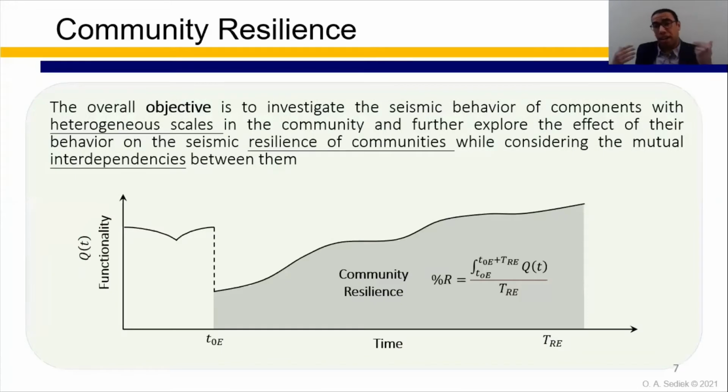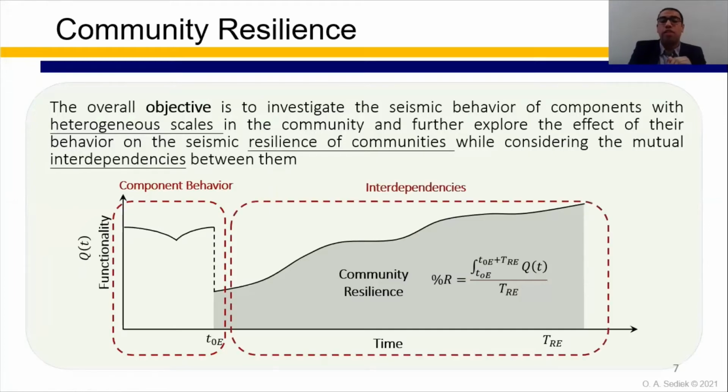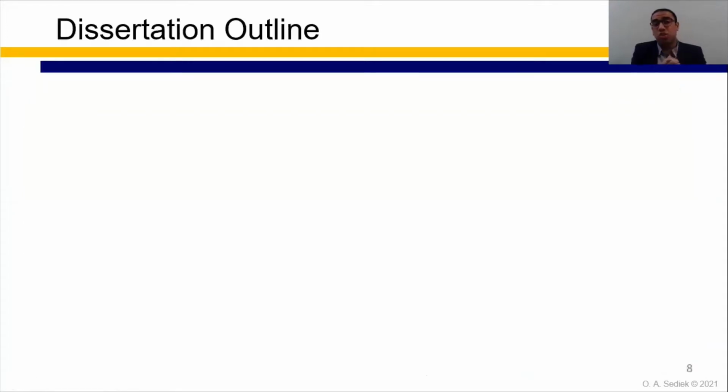If we look back at the functionality curve, we can see that the component behavior is in this part of the curve, while the interdependencies are in this part of the curve. So this leads us to the outline of my dissertation. As I mentioned, there are member level, building level, and community level studies.